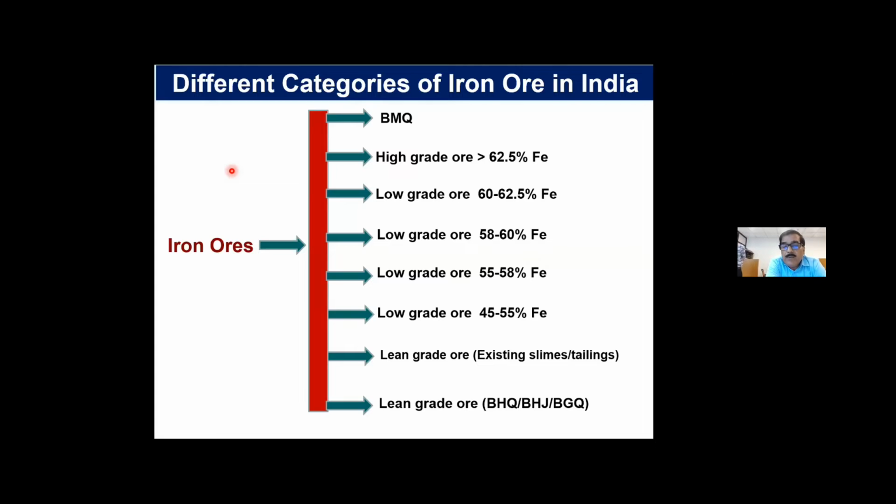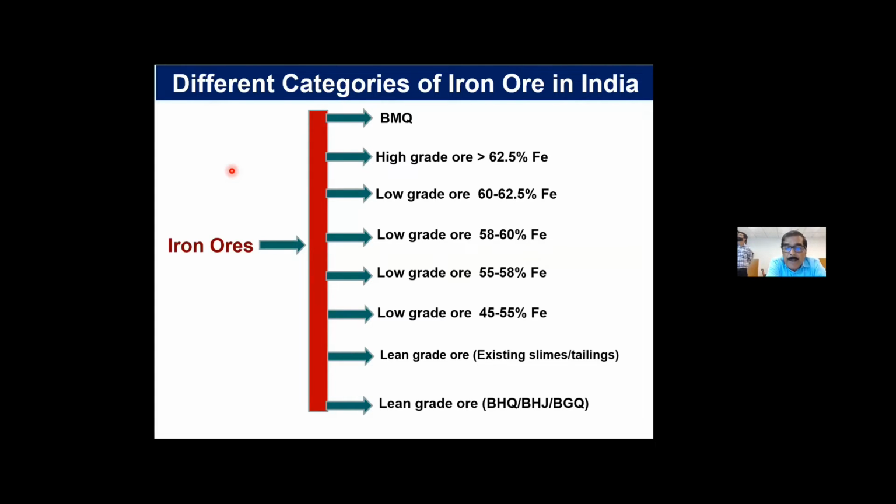Last is the lean grade ores, which are the existing slimes. If you look at Tata Steel particularly, till now they are not doing beneficiation, they are doing washing, and they are generating a lot of slimes at their mine sites. Those doing beneficiation are also generating a lot of tailings. Now the IBM has put the cutoff grade at 45. These existing slimes and tailings contain Fe content even up to 60% Fe.